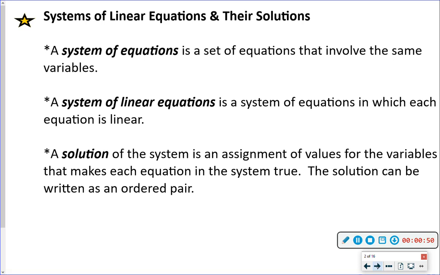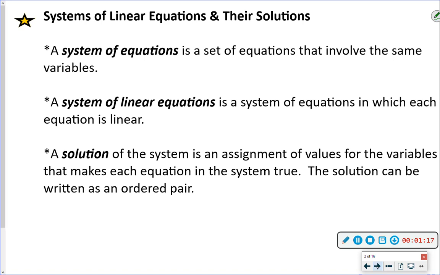So, systems of linear equations. A set of equations involves the same variables, x and y majority of the time. Sometimes they get fancy and use like a and b or u and v, something crazy. I know you love the different letters. A system of linear equations: each equation's linear, so it makes a line. We will do some non-linear ones today where there might be a parabola involved or something like that. And of course the solution is the ordered pair that makes each equation in the system true.